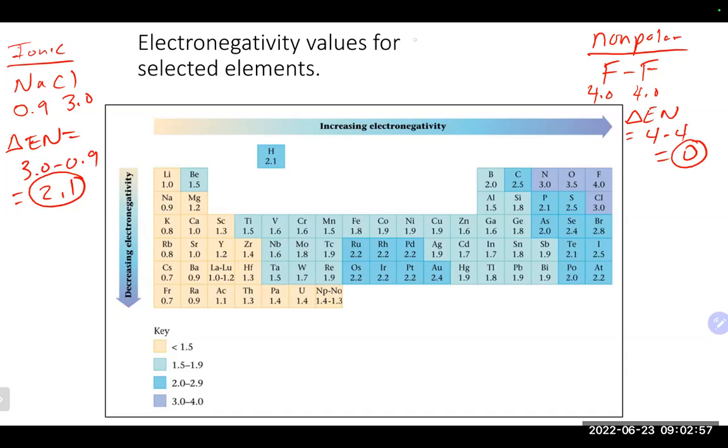If we look at our polar guy, which was HF, we would look at hydrogen, which is 2.1. We would look at fluorine, which is 4. And if we did our difference in electronegativity, 4 minus 2.1 is 1.9, I believe. 1.9 is pretty much the upper limit of a polar bond.